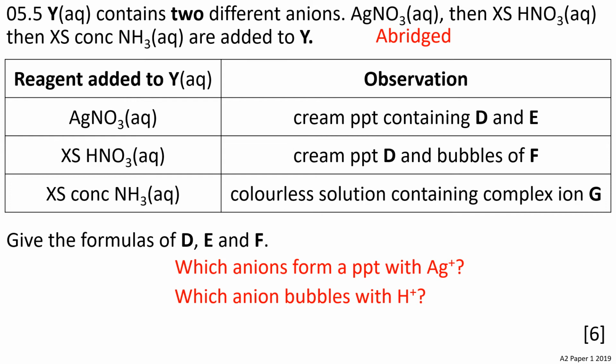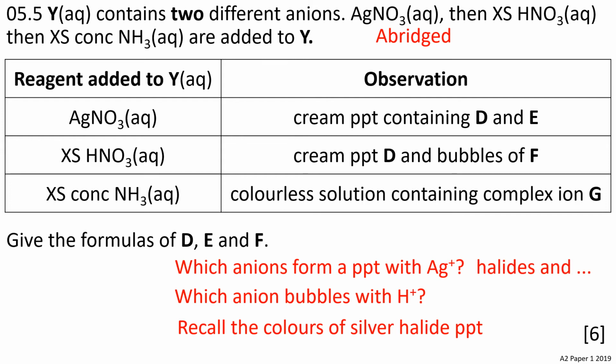Which anion bubbles with protons or in the presence of an acid? And can you recall the colours of the silver halide precipitates? So the anions that form a precipitate with silver are the halides, with the exception of silver fluoride, but silver chloride, silver bromide and silver iodide.